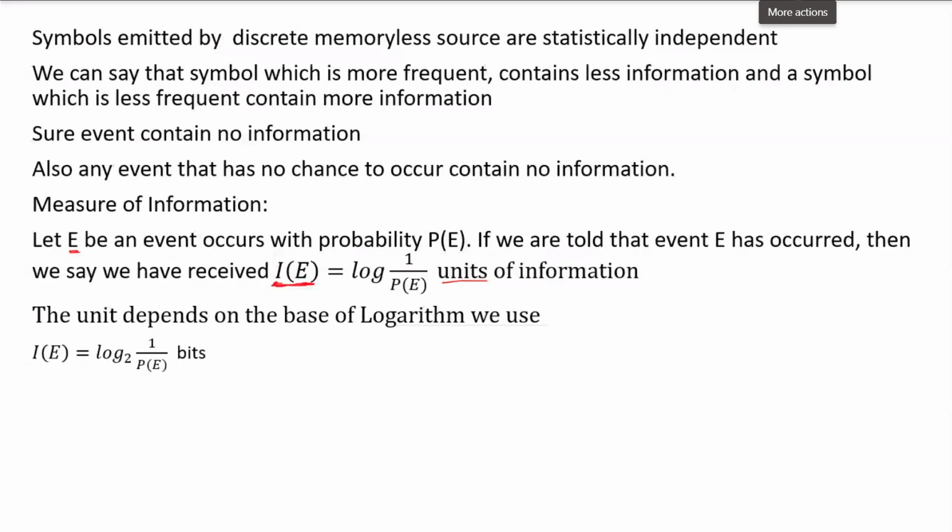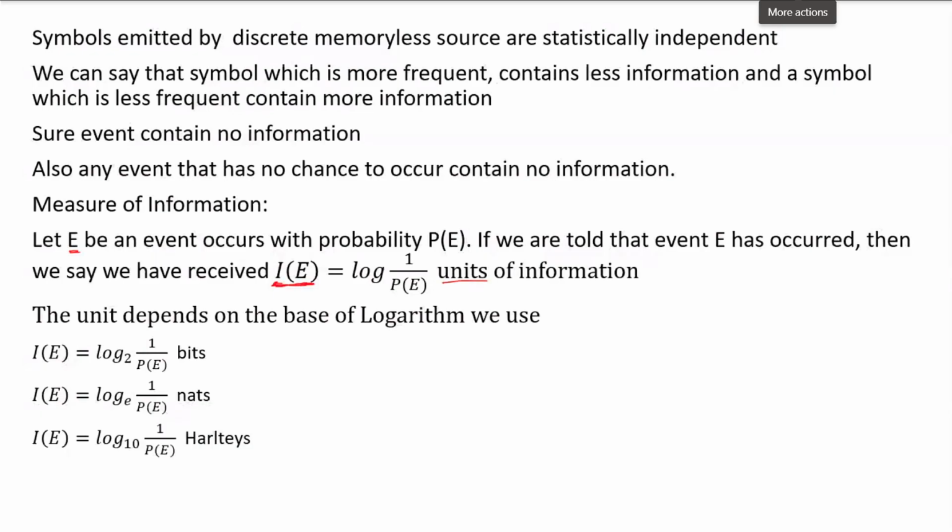If I use log to the base 2, I say the information content of the event E is log 1 upon P of E to the base 2 bits. Again, log to the base 2 of 1 upon P of E bits of information regarding the event E. Now if I take the logarithm to the base e, I get log to the base e of 1 upon P of E nats. I get nats of information for event E, right?